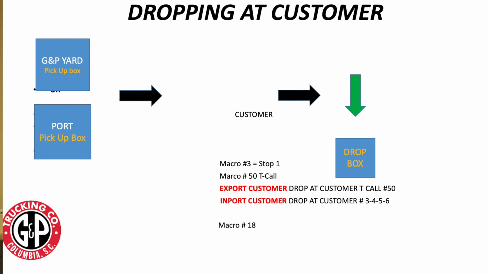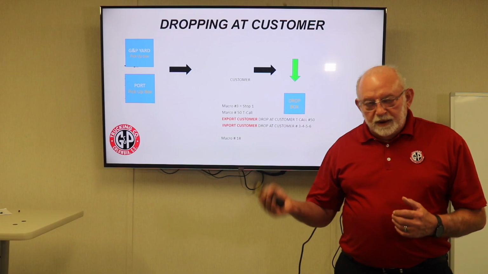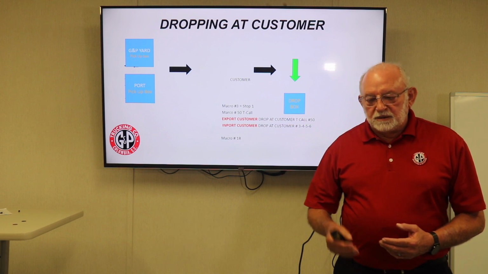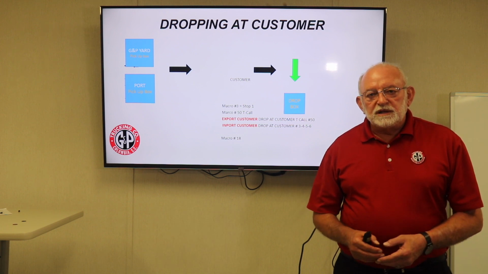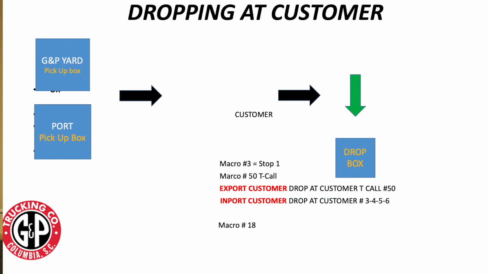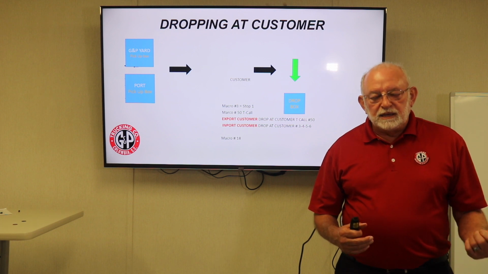and if I'm going to drop that box, and this is a round trip load, when I drop that box, they'll be sending me another dispatch to come back on. I'll do a 50, a T-call. Now, if I'm doing an export load to the customer, once I drop it and do the T-call, there'll be another dispatch sent to me with an empty box number telling me to come back in with it.